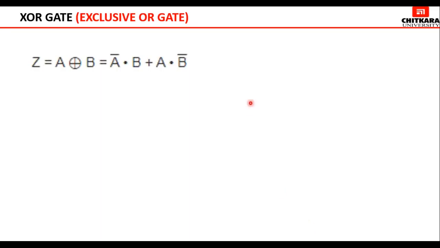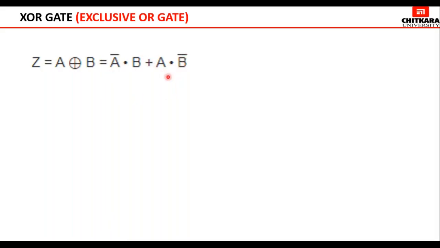Okay. Now let's move on to the next one, that is the XOR gate, also known as the exclusive OR gate. According to the name, there should be an OR gate here, and there will be some combinations also. Now let's study what an exclusive OR gate is. This is the symbol for the exclusive OR gate. Output is Z. We have 2 inputs, A and B. We call it A direct sum B. This symbol is direct sum. What is the meaning of this symbol? It means A complement dot B plus A dot B complement.